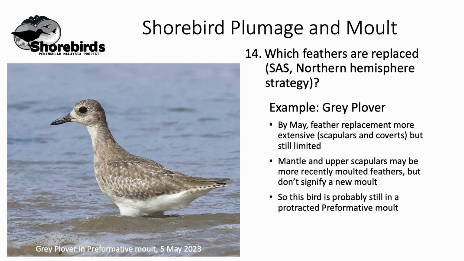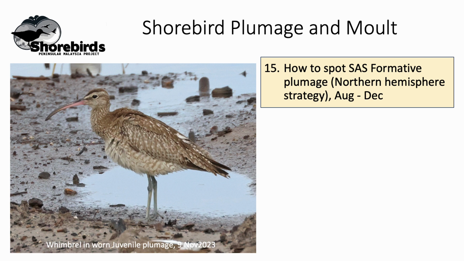So this bird is probably still in a protracted preformative molt. So how can we spot these birds that have a simple alternate strategy in the Northern Hemisphere strategy between August and December? And the simple answer is maybe you won't, because they may not begin preformative molt until December or January.